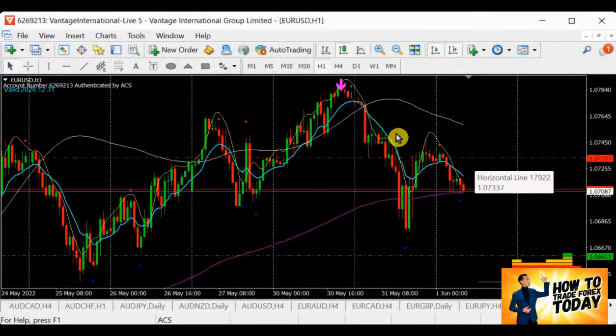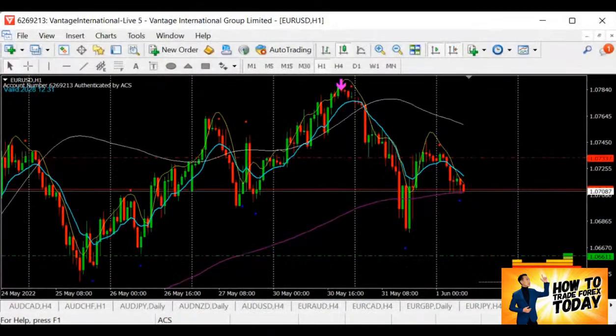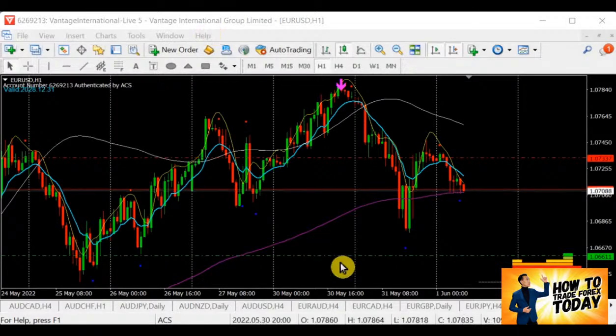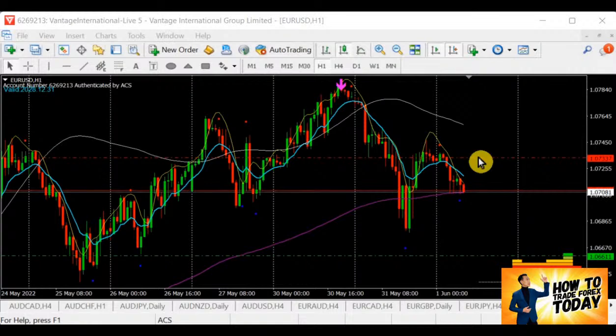All right, so euro dollar, I'm going to put this into my watch list as well. I'm waiting for a new cycle to sell like this, or to retest the resistance, then we start selling.